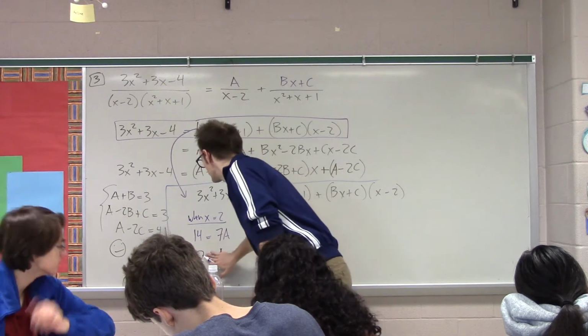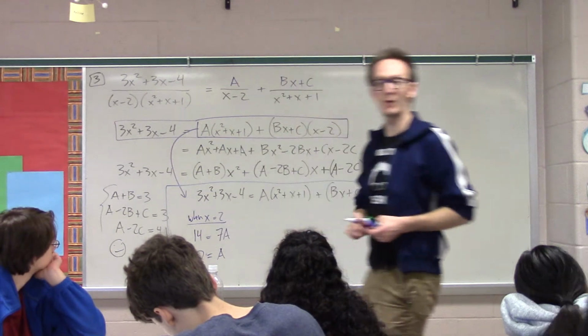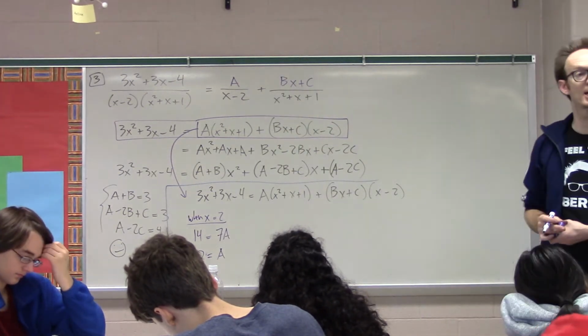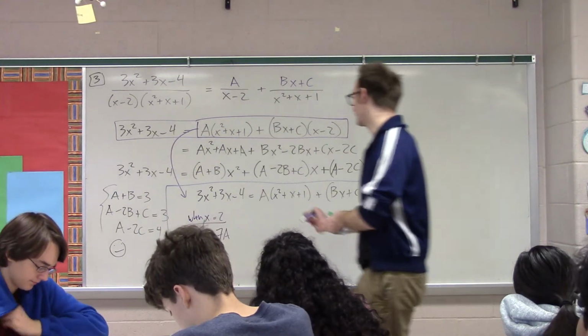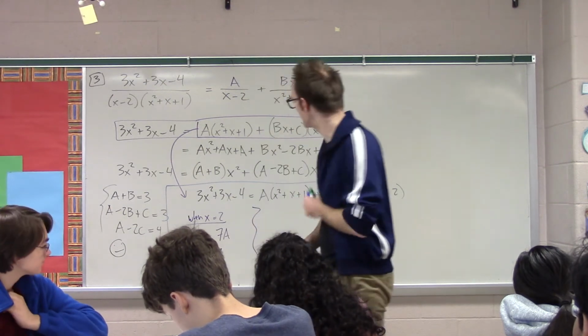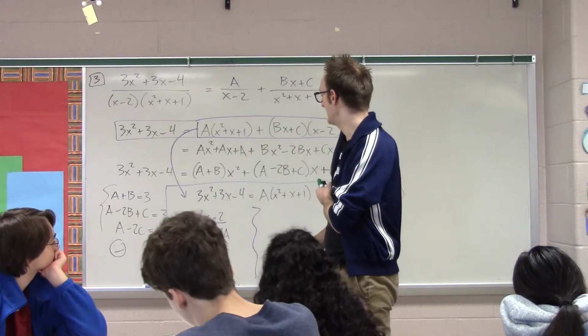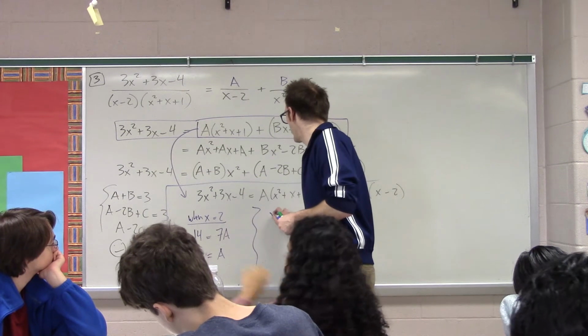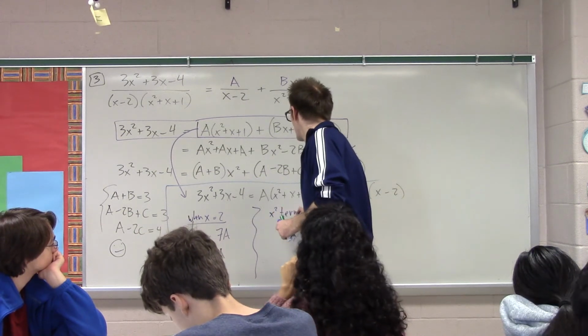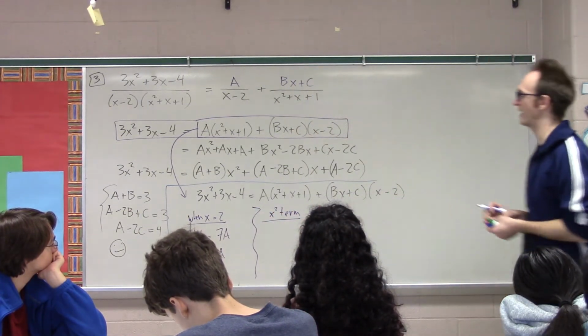So without having to solve this big old system of equations, I just immediately learned that a is 2. Good? Okay, and then other tricks are available. Some people mentioned that, well, here's one. One other trick is to look at the quadratic term.